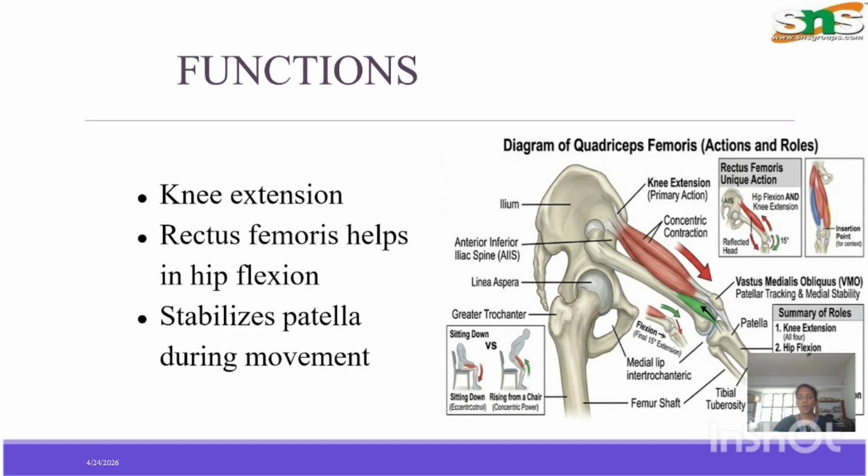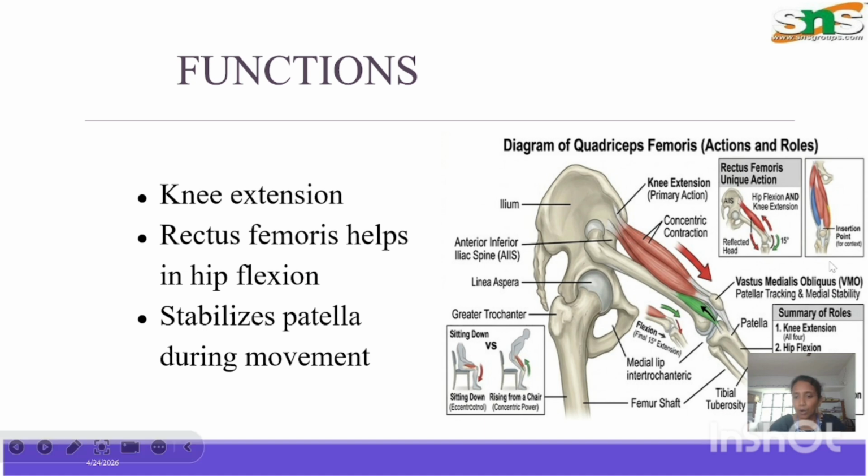Now, functions. Why is the quadriceps muscle needed? What is its major function? It helps in knee extension, as I told, and the rectus femoris helps in hip flexion also. One of the muscles of the quadriceps femoris is the rectus femoris. It works in knee extension, also in hip flexion, and it stabilizes the patella during walking.